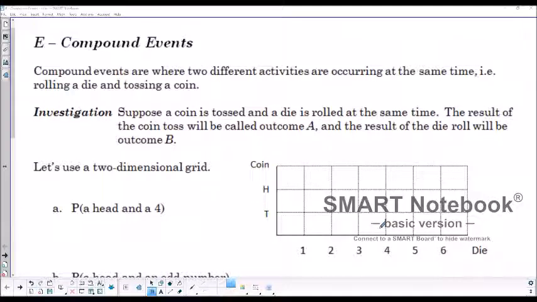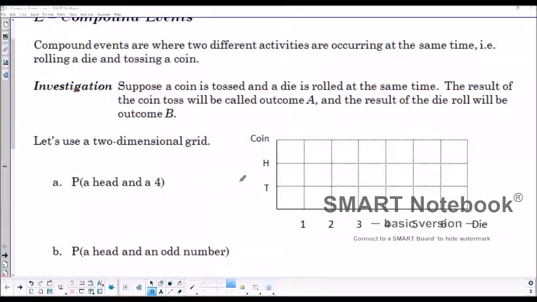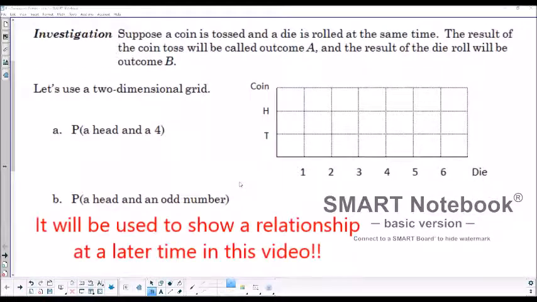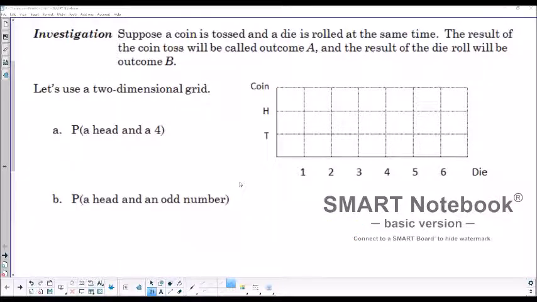So we're going to do a little investigation here, and we're going to toss a coin and roll a die at the same time. The result of the coin toss will be called outcome A, and the result of the die roll will be outcome B. Whether that plays a huge role in this or not is yet to be decided.